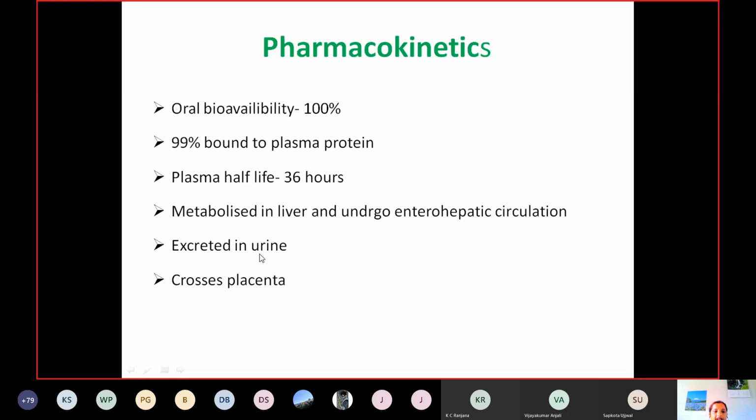And the metabolites are excreted in urine, and warfarin can cross the placenta. So you cannot give this drug in a pregnant lady, as it may produce teratogenic effects.